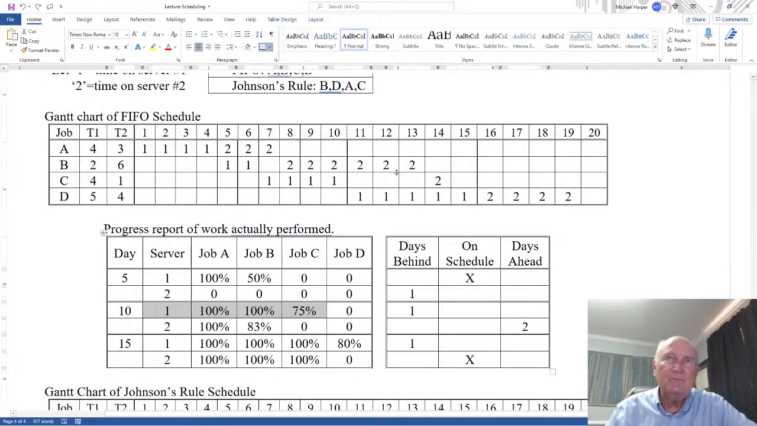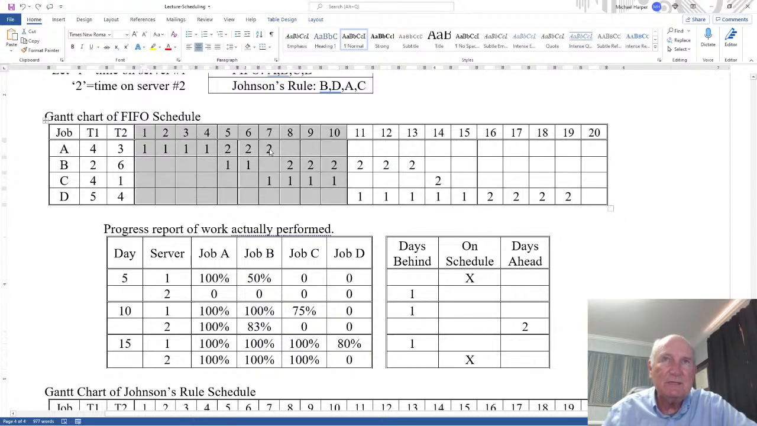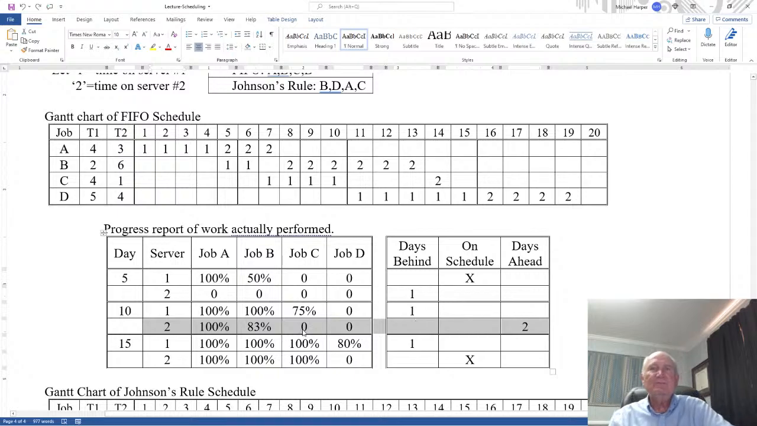What about server 2? Well, after 10 days, server 2 should be 100% done with A, and right here should be 50% done with B, 3 out of 6 days. It reports 100% and 83%, which is 5 out of 6 days. 5 out of 6 is 83%. So 2 is really 2 days ahead of schedule.